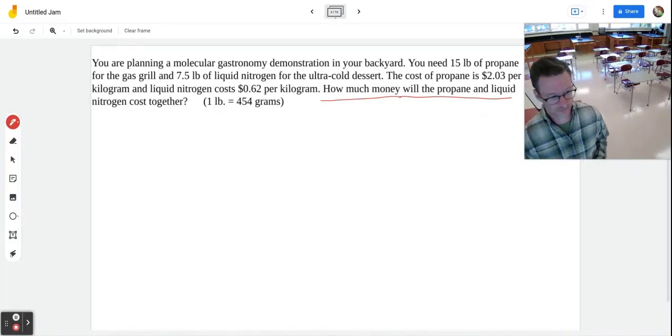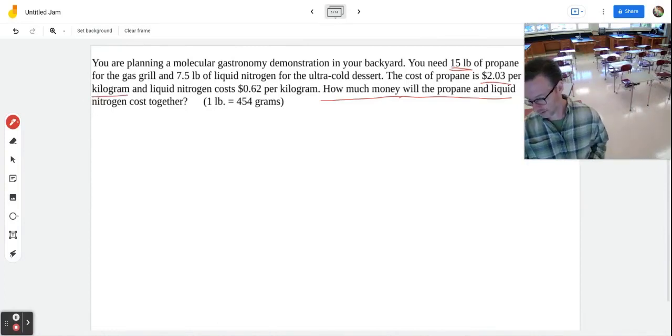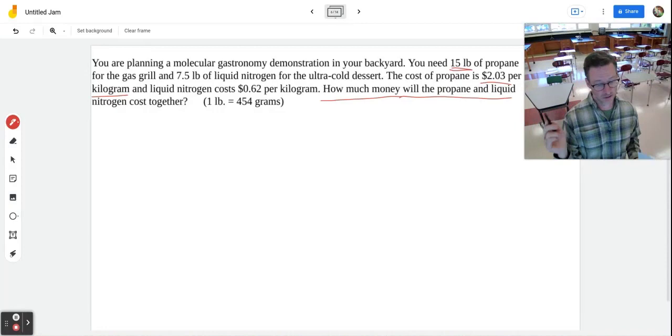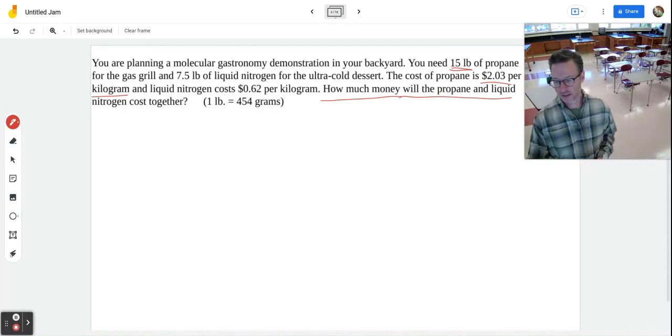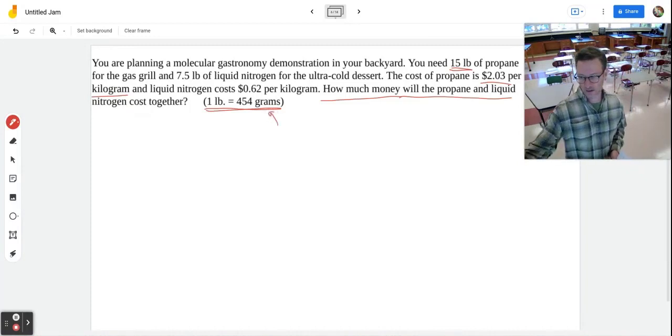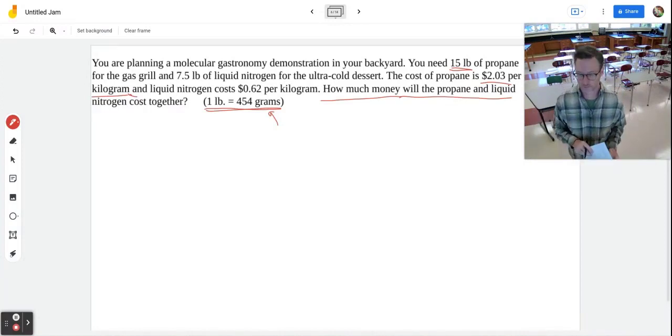All right, so we have, first of all, 15 pounds of propane that costs $2.03 per kilogram. Okay, so we've got the measurement originally in pounds, but the price is based on kilograms, so we're gonna have to fix that. And we're given a conversion for pounds, but the conversion is to grams. So we're gonna have to do a little bit of work there because we need to get from grams to kilograms so that we can calculate the cost. All right, let's work through this.